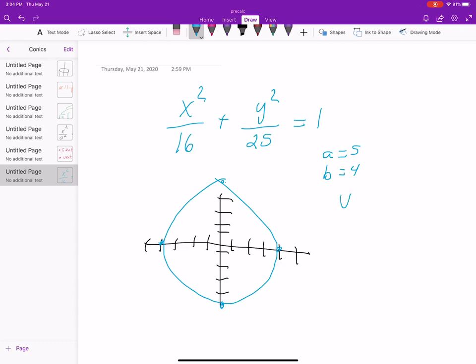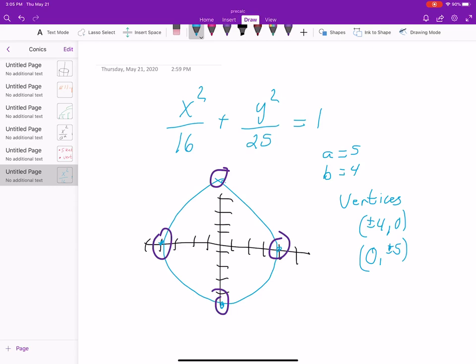And my vertices are going to be every single one of these points. Every one of these is a vertex. So when I write out my vertices, I want to make sure that I go, let's see, we got 4. So we have plus or minus 4, comma 0, and 0, comma plus or minus 5. So there's my vertices.